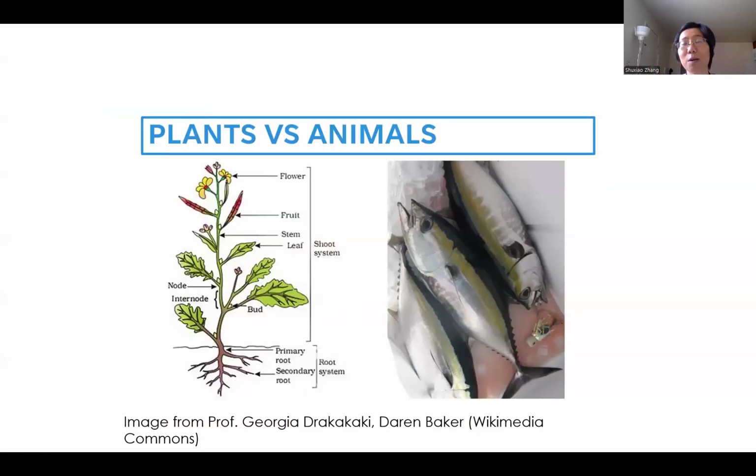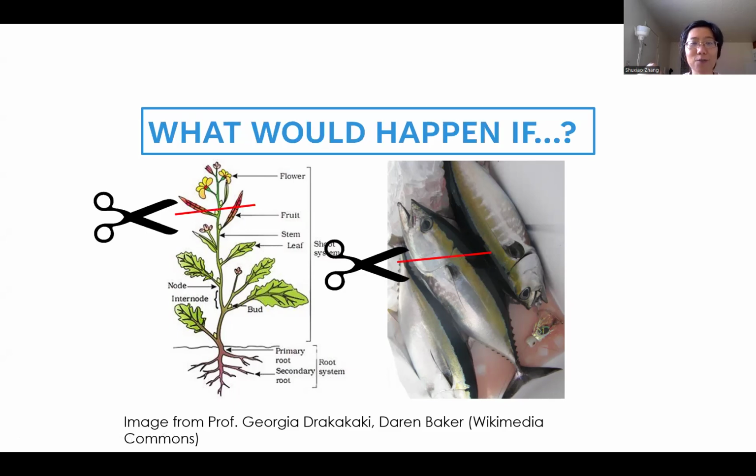So plants and animals are pretty different in how the growth of the body works. Plants have what is known as modular growth. So we have nodes and internodes, and remember each node and internode is one unit of growth or one module. Animals don't do that. And what that means is if you chop the head off of a plant, it'll do just fine. But if you do the same for an animal, the animal is not going to be fine.